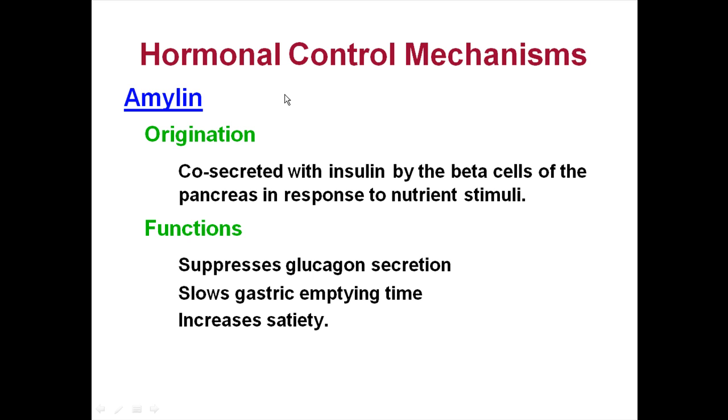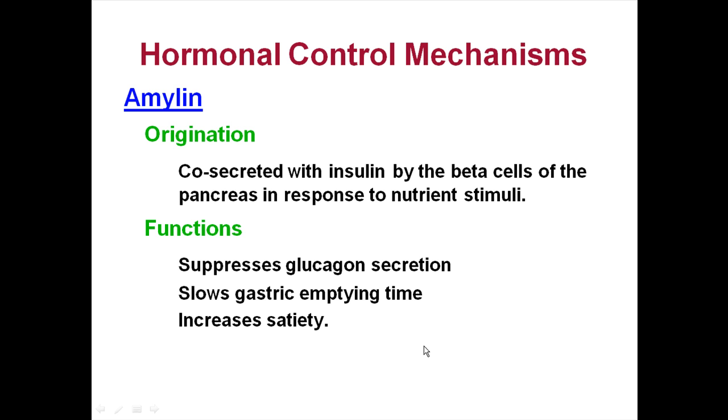Amylin is a hormone you may not have heard of. It is very involved in glucose regulation, though. It's co-secreted with insulin by the beta cells. So when insulin is secreted, it's also secreted. It has three functions I want you to know. It suppresses glucagon. We'll talk about glucagon next. That actually causes glycogen to break off into sugars. It also slows the amount of food that's emptied out of the stomach, so it slows the emptying time of the stomach, which makes you feel fuller longer, and that's going to increase satiety, and satiety is the feeling of fullness in your body.